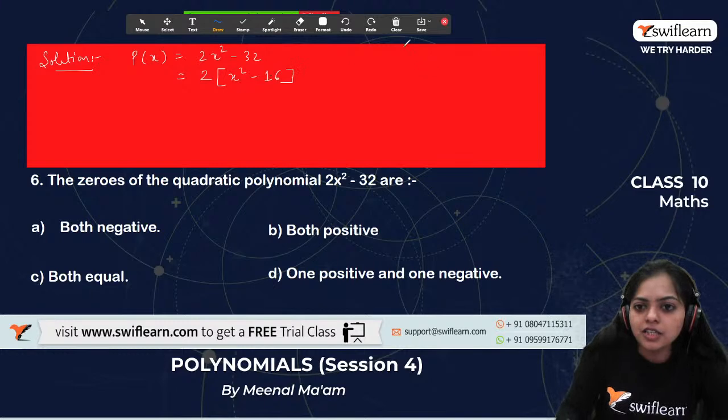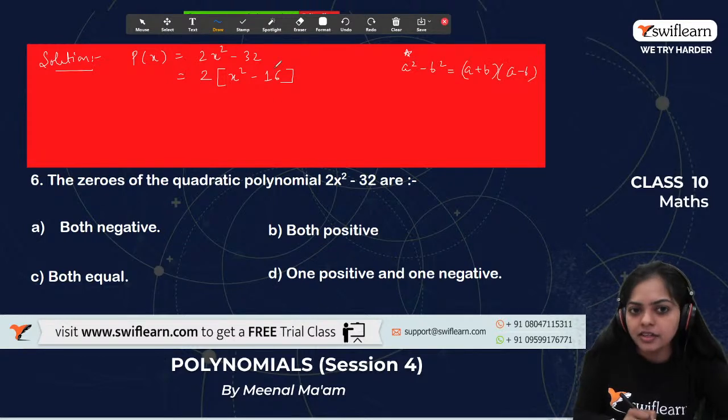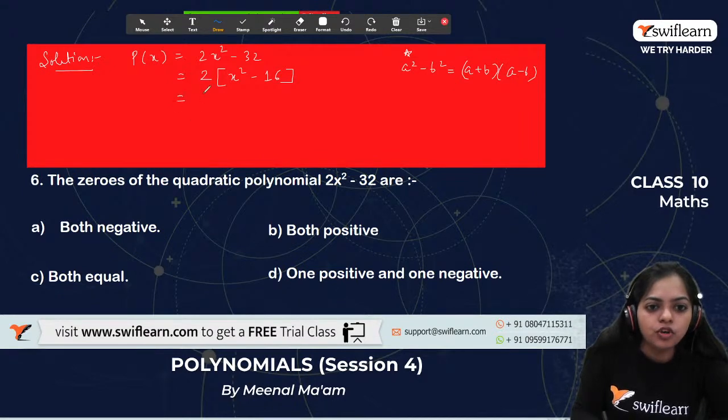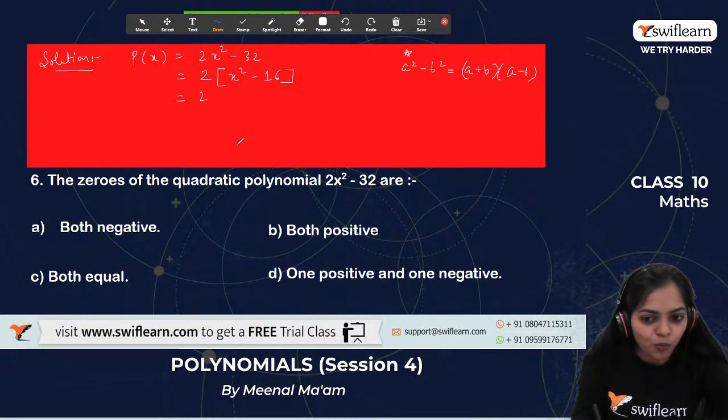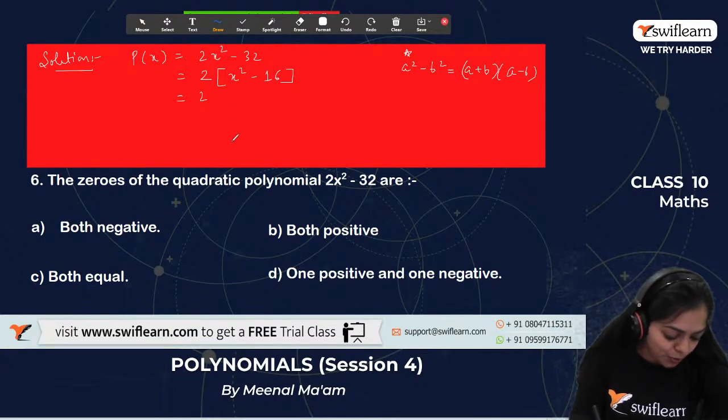And in the last class, we discussed that algebraic property. And what is that algebraic property? a square minus b square is what? a plus b multiplied by a minus b. Got it? So can I apply this property here? Yes. Yeah, Mayank, you got the answer is D. Option number D, one positive and one negative. Okay, very good.